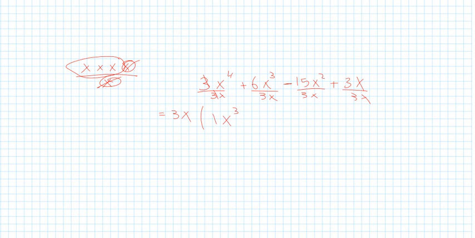How about the next term? What's 6 divided by 3? 2x squared. How about the next one? Negative 5x over 3x, and then the x and the x cancel each other. So it's just going to be plus 1.